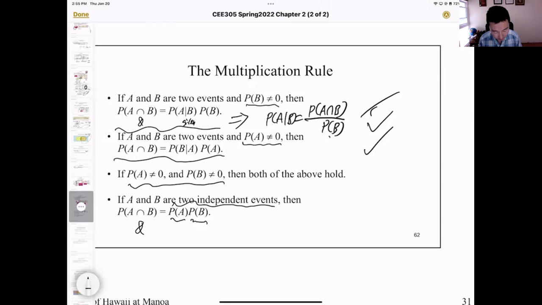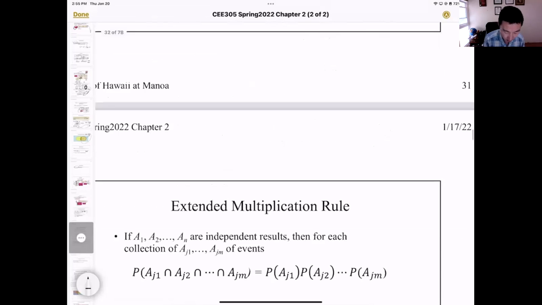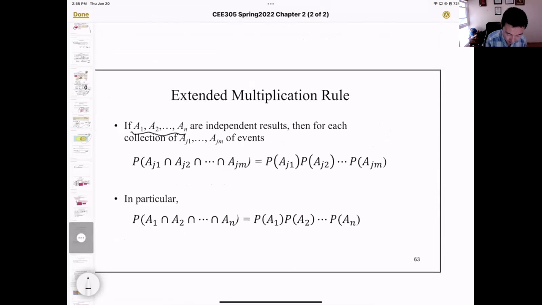Right, so this is called the multiplication rule. If we have more than 2 independent events, then this also holds true. We have n independent events, and for each collection of A_i events, the probability of A_i1 and A_i2 will equal P(A_i1) times P(A_i2).